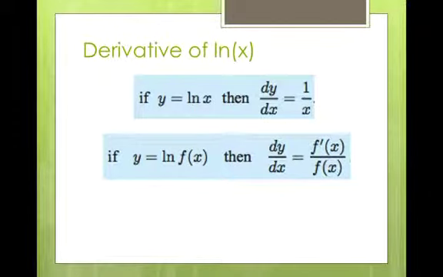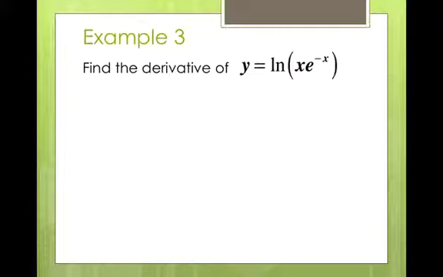So now the derivative of natural log is also very easy. It's just 1 over x. And now if we take a derivative of the natural log of a function, it's going to be 1 over that function times the derivative of that function. Very similar to the derivative of e to the x. So let's go ahead and try an example of the derivative of natural log. Pause and try this example.